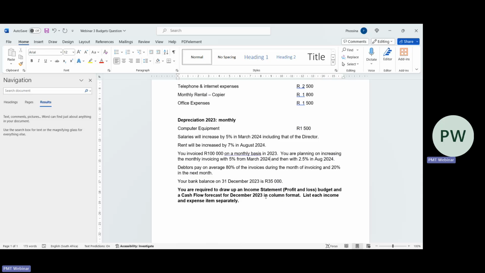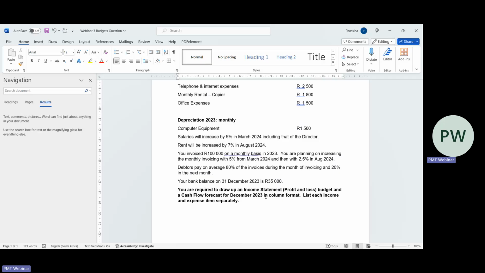Okay, you are planning on increasing the monthly invoicing with 5% from March 2024, which means January is going to remain 100,000, February 100,000. Starting March, then your plan is to increase your invoicing. So probably you have looked at marketing, you have looked at other business enterprises, then you are going to increase from March, and then with 2.5% in August 2024 going into the future. So you are now looking at other avenues that you can grow the business.